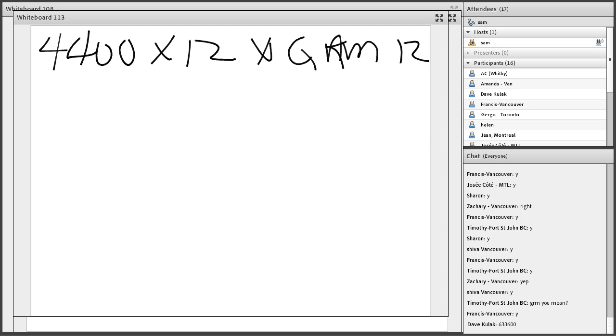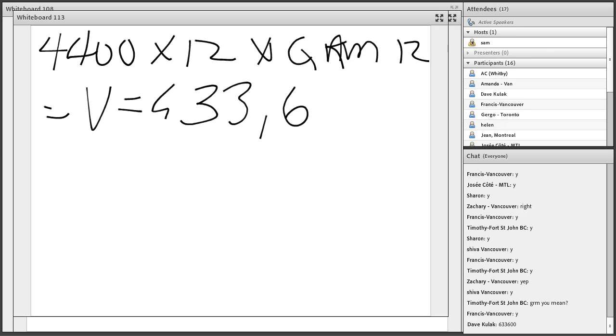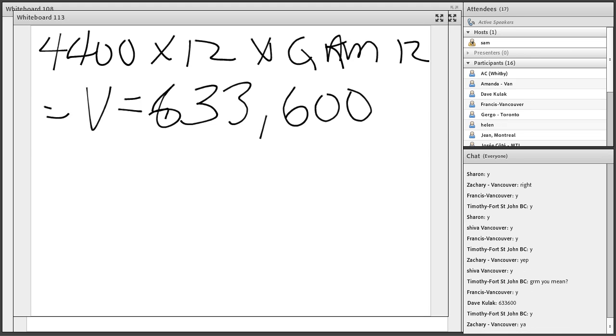Let's back this up. Let's start with that gross rent again. So if the gross rent is 4,400, I multiply it by 12 times GRM 12, which means multiply by 12. So if we go 4,400 times 12 months times 12 as a GRM, the price now becomes value. The value for us becomes 633.6.